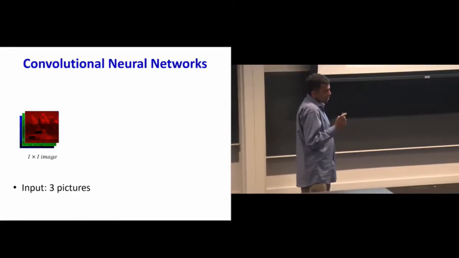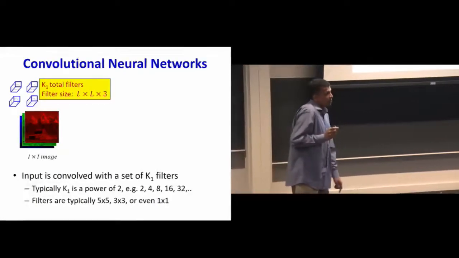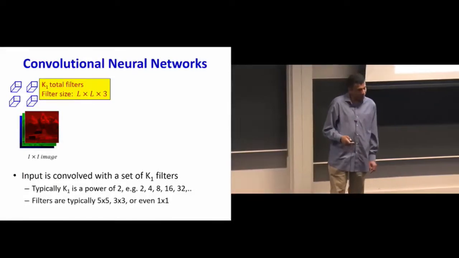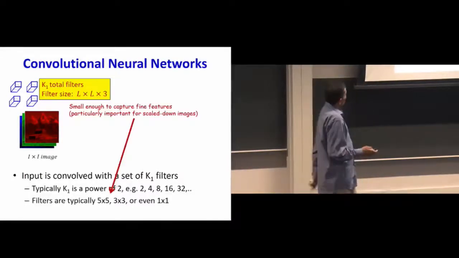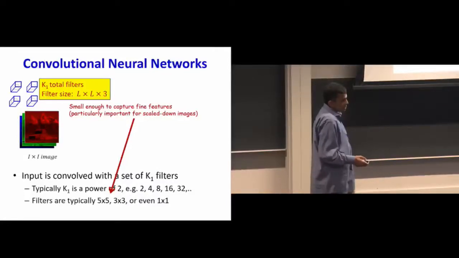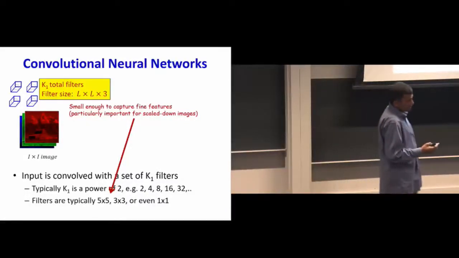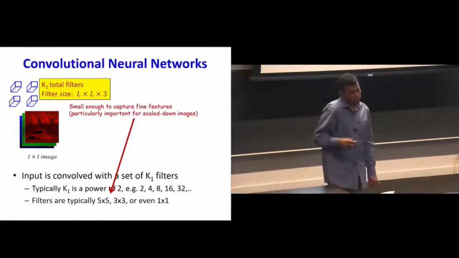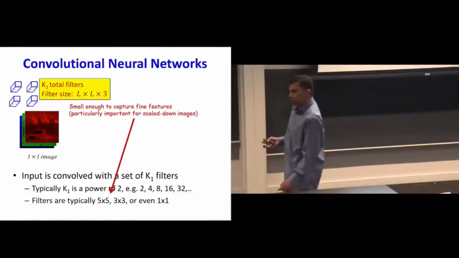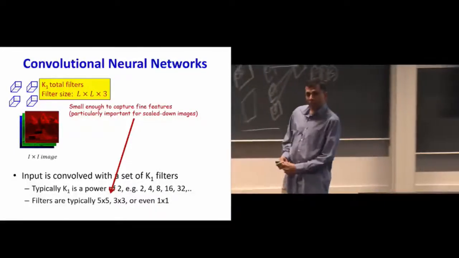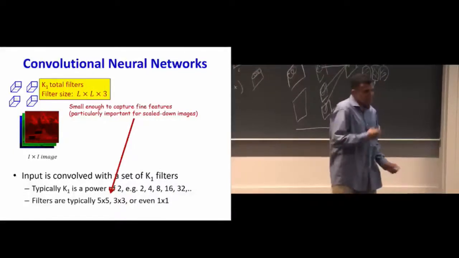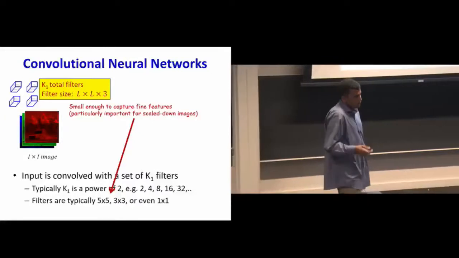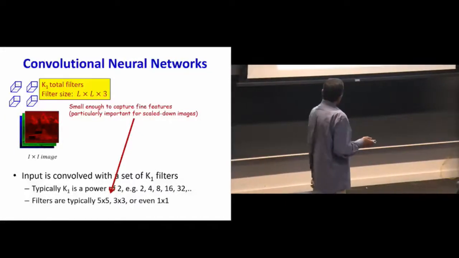So here's your original input. You're going to define a bunch of filters, some K1 of these. Each of these is going to be a cube, right? And the filter sizes are typically 5 cross 5, 3 cross 3, or even 1 cross 1. And the number of filters is typically set to be a power of 2. Again, I'm giving you values that have historically been found to be kind of effective. But there's really nothing magical about powers of 2. These are just typical values, right?